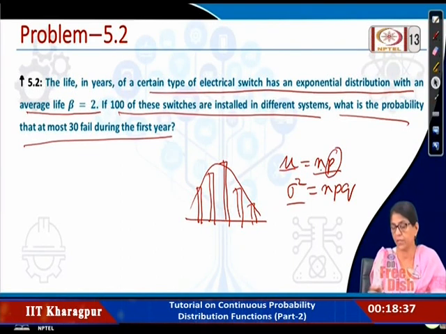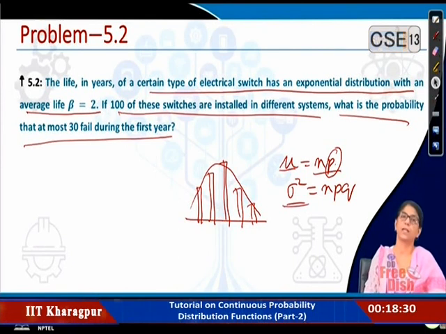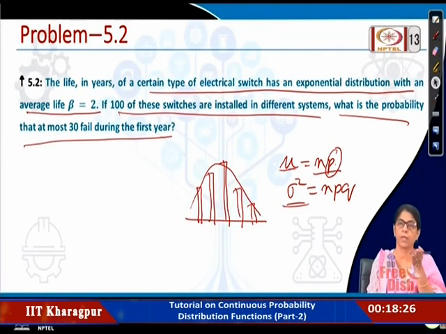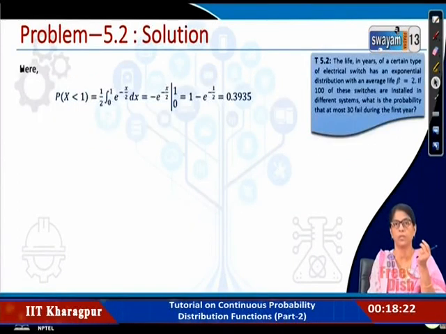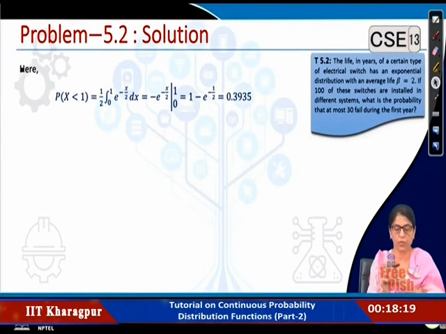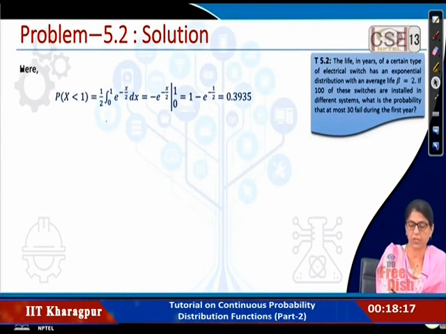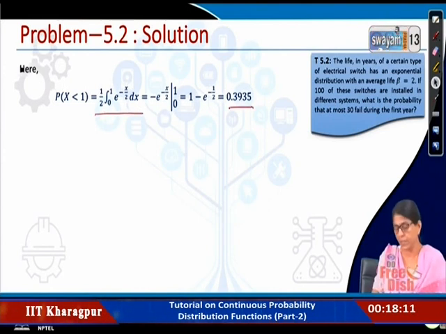We have n is 100. Once I find my p, q is 1 minus p. So I get my mu and my sigma squared. Then I'll be able to find the required probability by approximating with the normal distribution. So you see how first we found the probability using the exponential distribution, the probability density function, where beta is 2 is given. This is the probability we got.